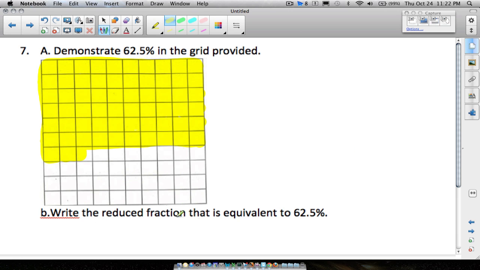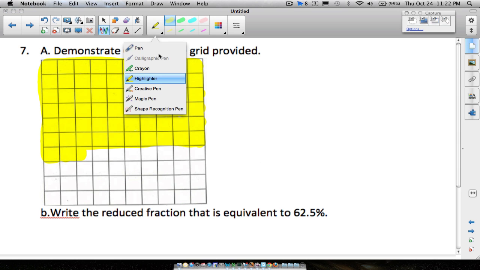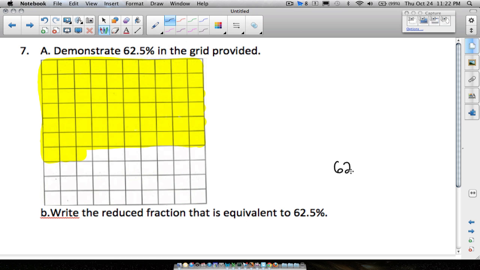Let's write the reduced fraction that is equivalent to 62.5%. Well, 62.5% is the same thing as 62.5 out of, well, how many squares did we shade? We shaded 62.5 out of 100 squares.